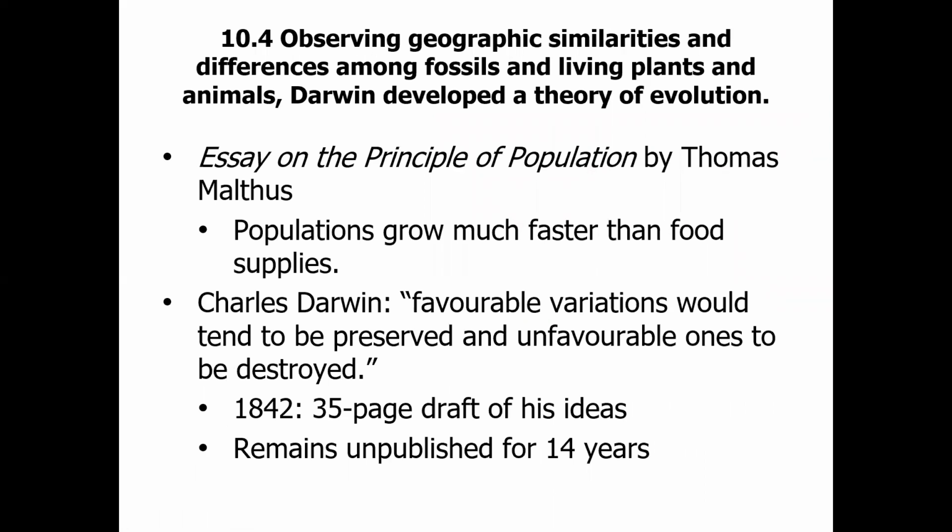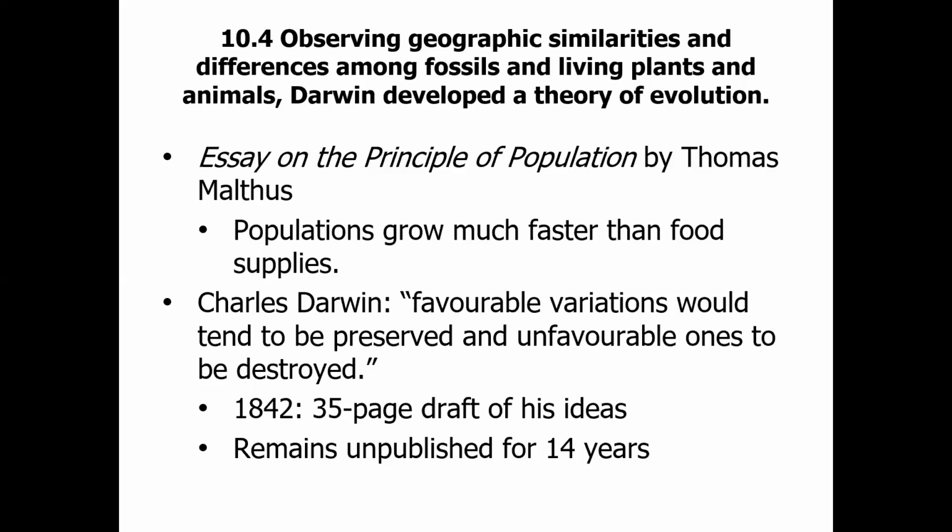So he gets back to England, and over the course of years, he starts to write up his ideas, kind of put everything together. He doesn't have the theory of evolution quite yet. He reads an essay called The Principle of Population by Thomas Malthus. Malthus shows that populations are able to grow much faster than food supplies. So give it enough time, there won't be enough food to supply a group of organisms.